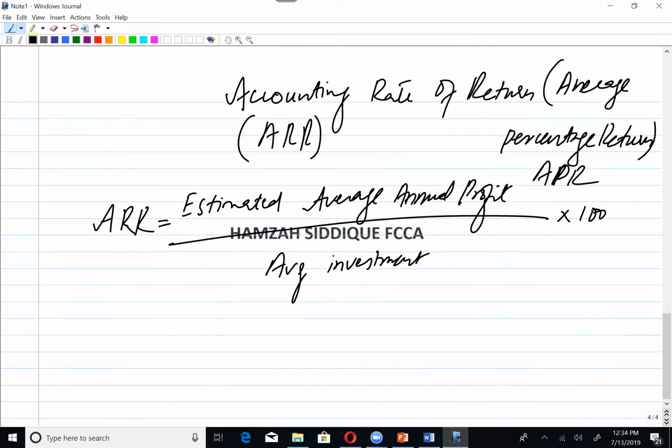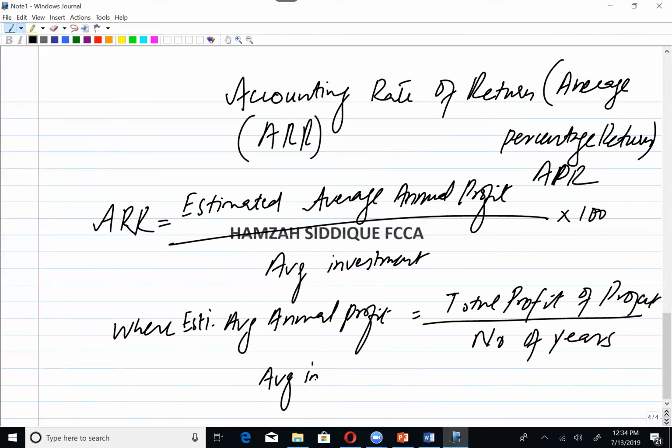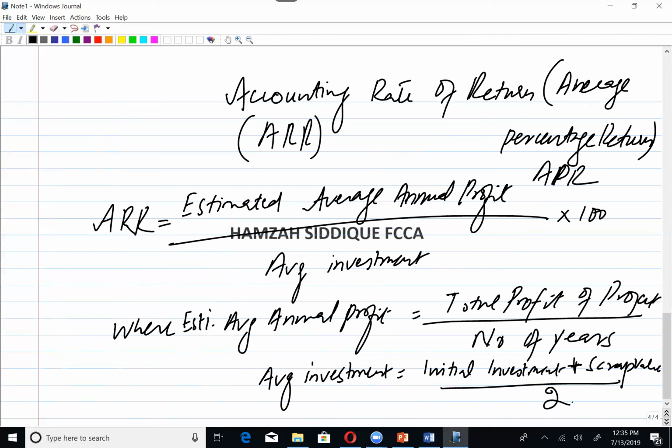And how to calculate the estimated average annual profit? Why estimated? Because it is future. We are actually appraising the investment which is a future investment. Average annual profit is equal to total profit of the project divided by number of years, and average investment is equal to initial investment plus scrap value, divided by 2.